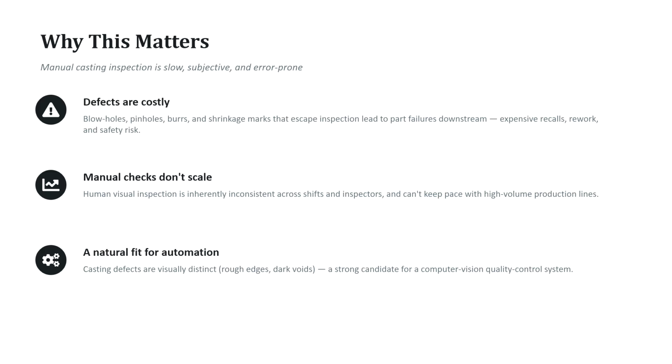Coming to the next slide, which is why this matters. Casting defects like blowholes, pinholes, and burrs are serious problems in manufacturing. If they slip past inspection, you get part failure downstream, which means expensive recalls and rework. Right now, this is mostly done by human visual inspection, which doesn't scale well and isn't perfectly consistent across shifts. Since these defects are visually distinct, rough edges, dark voids, this is a strong candidate for an automated computer vision solution.